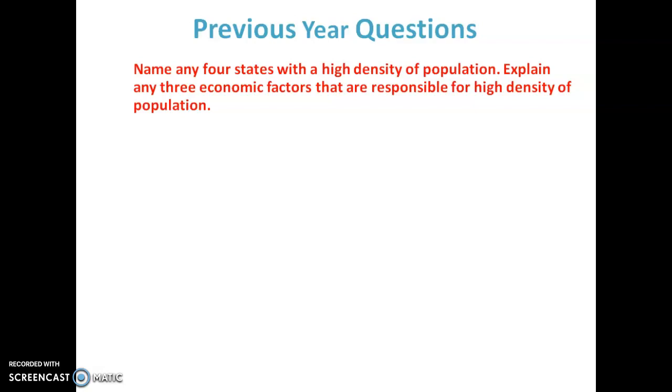And then the second part is asking about any three economic factors that are responsible for high density of population. So in the previous question, we have discussed three physical factors. And in this question, we are being asked to discuss three economic factors which are responsible for high density of population. Means we need to discuss three economic factors which led to the high density of population.